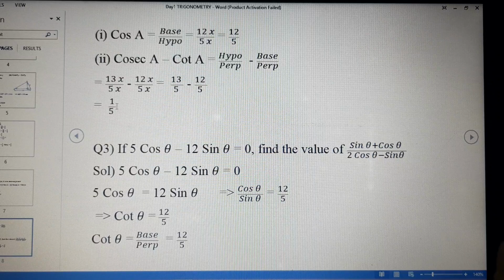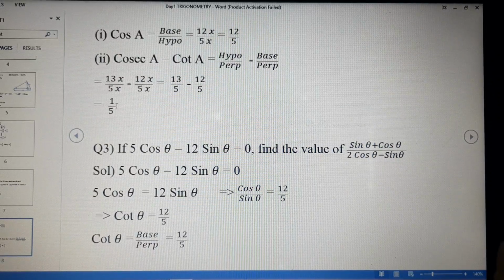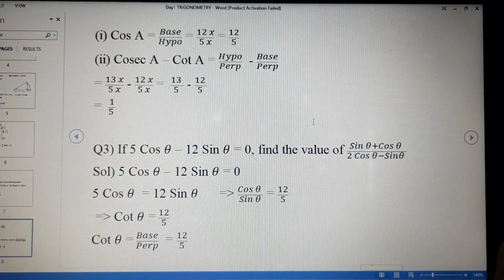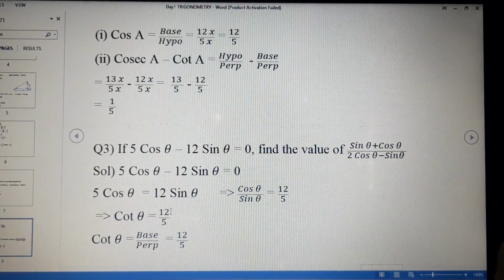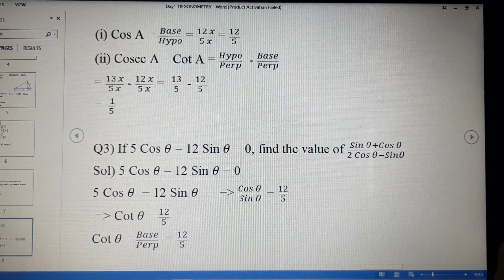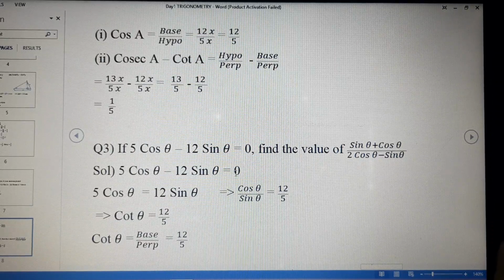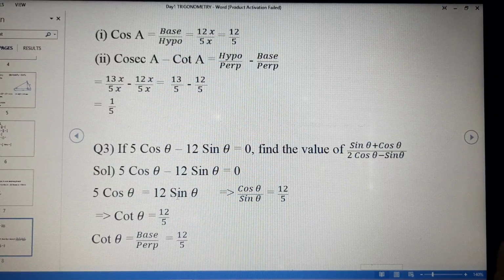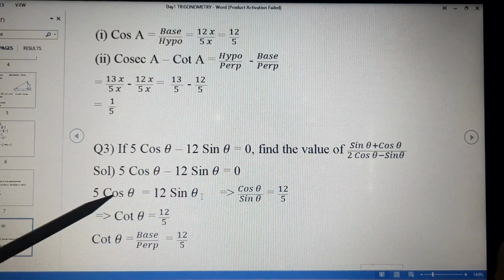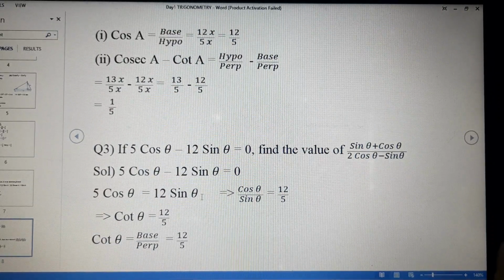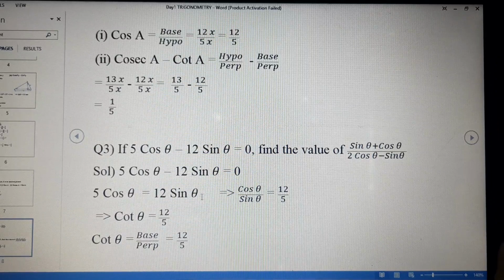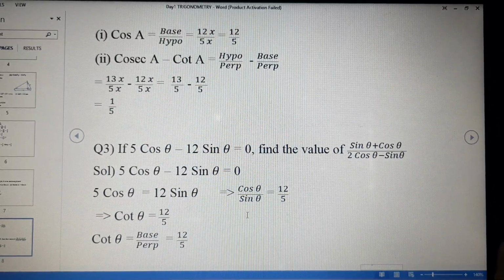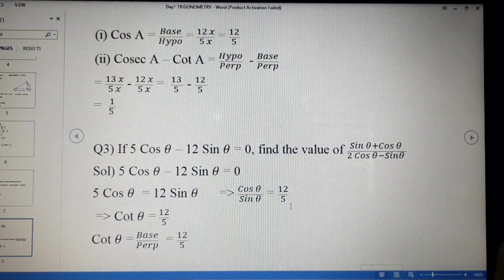It is 5 cos theta minus 12 sin theta is equal to 0. And we are supposed to find out the value of all these things. Clear? How can we calculate? We'll start with the given thing. It is given that 5 cos theta minus 12 sin theta is equal to 0. So if we transfer them to the other side, it becomes 5 cos theta is equal to 12 sin theta. Now sin theta has been transferred to this side, and 5 has been taken to the other side, so it will go in division. So we will have cos theta upon sin theta is equal to 12 upon 5.